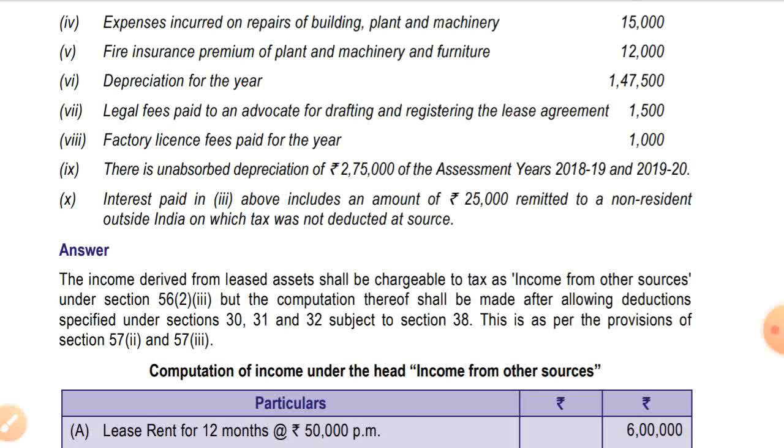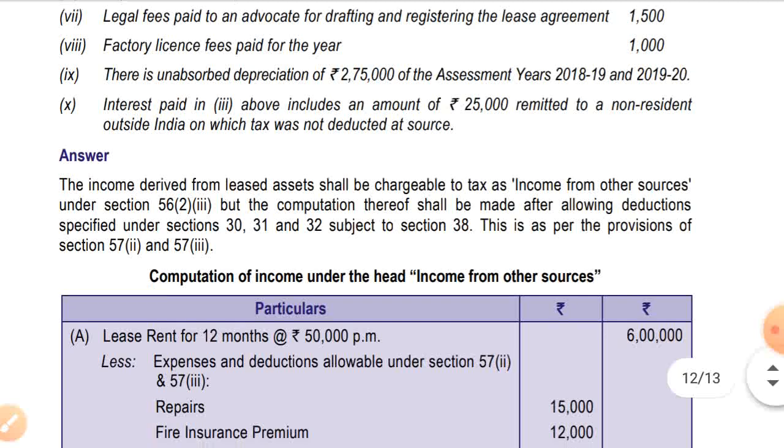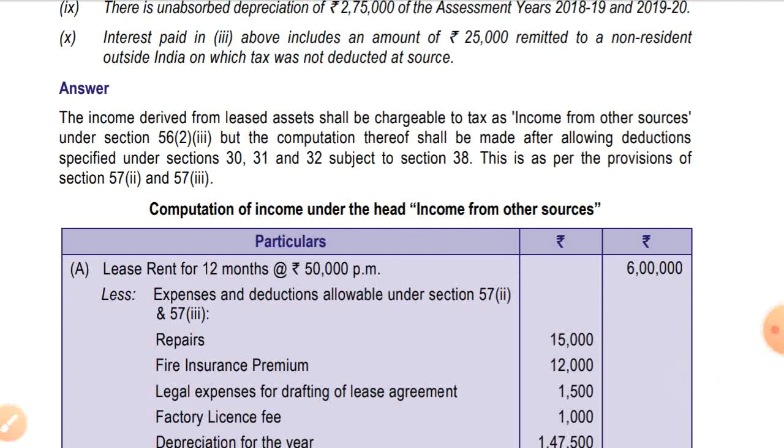That is, for earning that income from other sources, we have spent some expenses. So after allowing the expense incurred on earning such income, the amount will be chargeable under the head income from other sources. So after deducting the expense from the income, deduction is allowed under 56, 57(2) and 57(3). So let's see the computation of income under the head income from other sources.